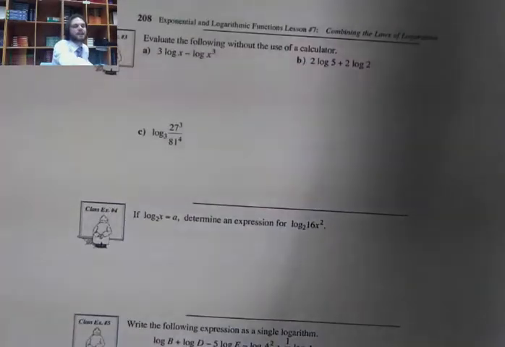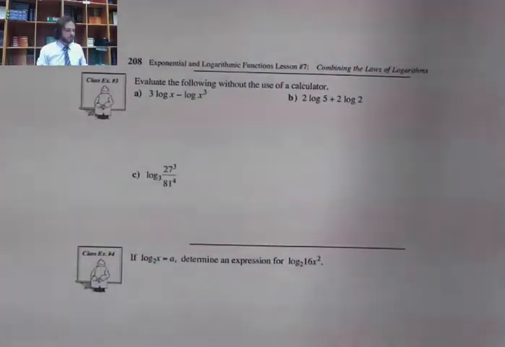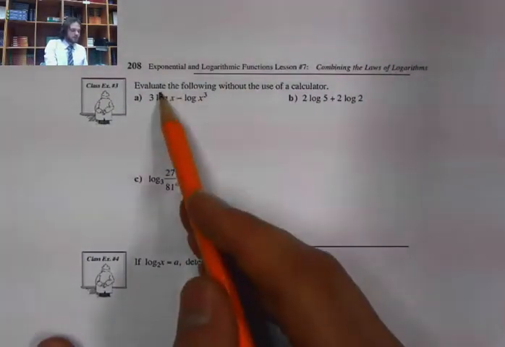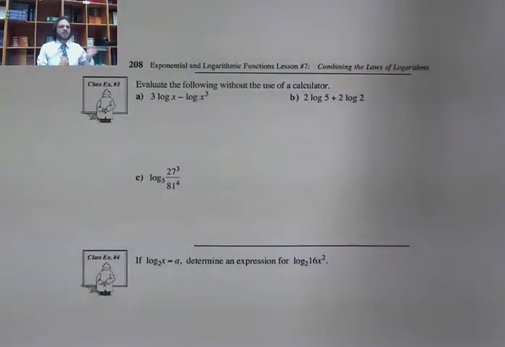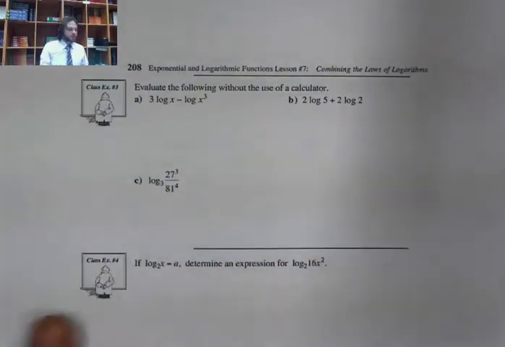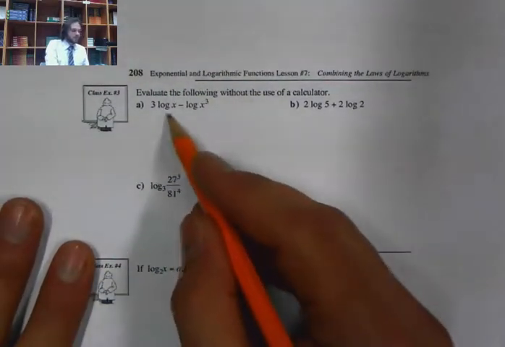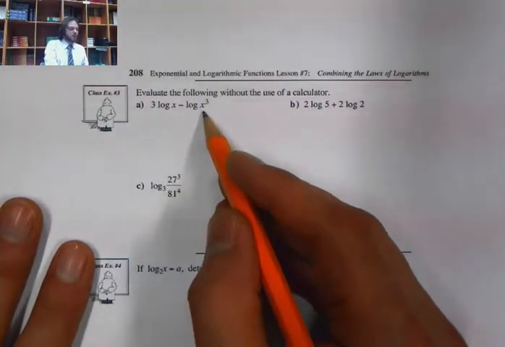Let's take a look at my next one. So here it says, evaluate the following without the use of a calculator. Sorry, the last one was actually without the use of a calculator. So we have 3 log x, subtract log x cubed.